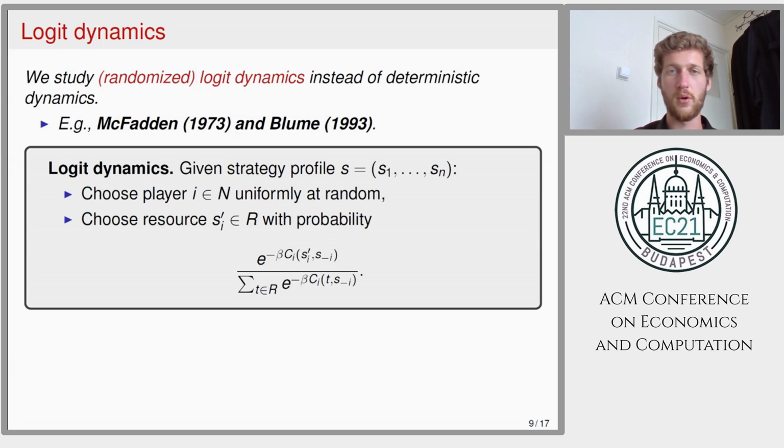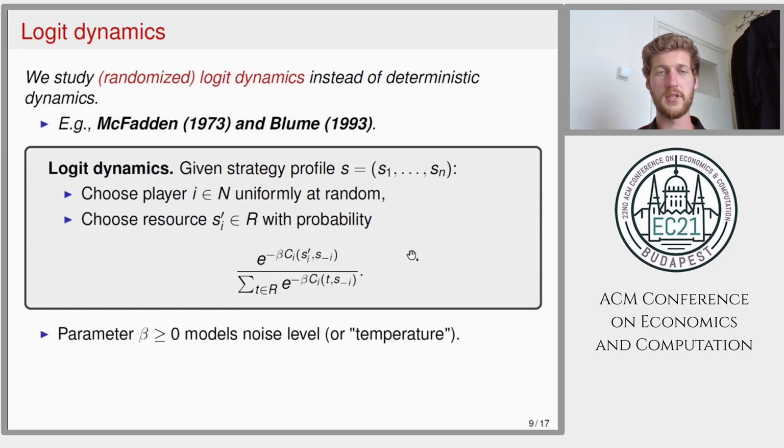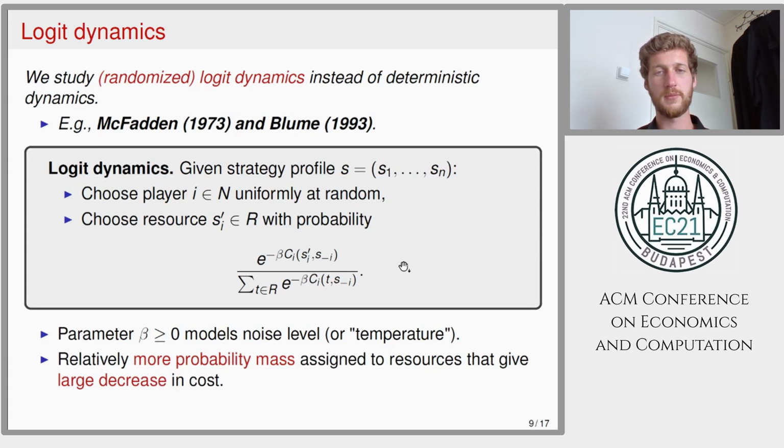So given a strategy profile, what we do first is we select a player i uniformly at random. And after that, we let this player i deviate to one of the other resources according to a probability distribution, where the probability of deviating to a certain resource is given by this expression. Now, a couple of remarks here. First of all, this parameter beta is something which is called a noise level, or the temperature of the system, which is not very important at the moment. But the more important observation to make here is the fact that this probability distribution assigns relatively more probability mass to resources that give a large decrease in cost. So relatively speaking, most probability mass is put on strategies that give you a good improvement in cost.